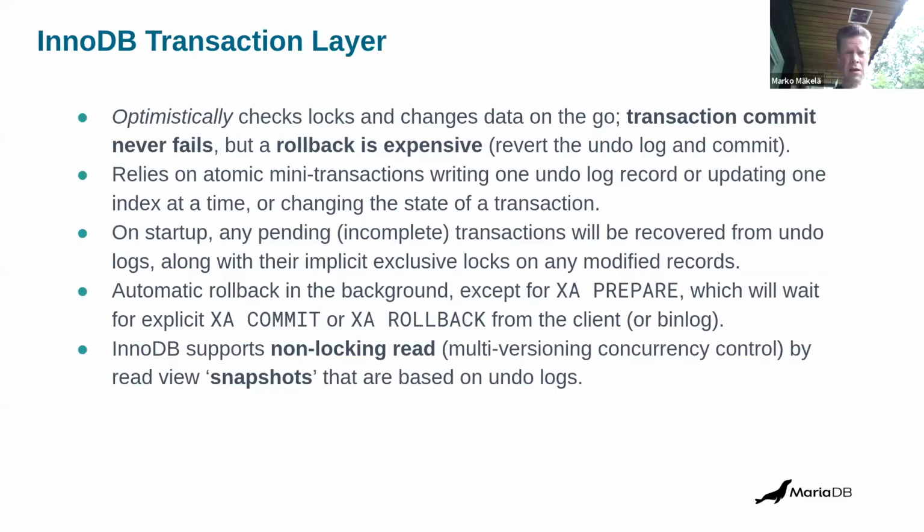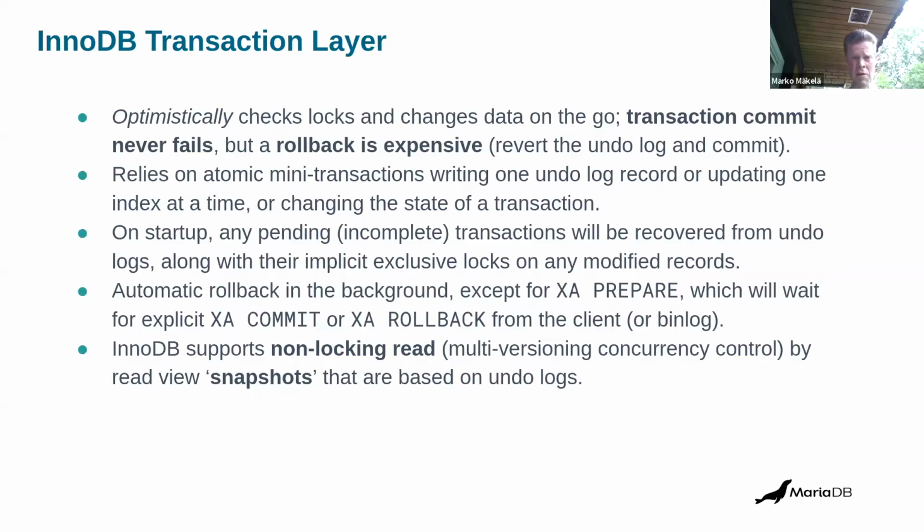The transaction layer relies on the mini transactions performing the atomic operations that I described in the previous slide. So we can assume that the index trees will always be in some consistent state, but we cannot assume that the indexes of a single table will be consistent with each other. It's a responsibility of the transaction layer to make it appear so.